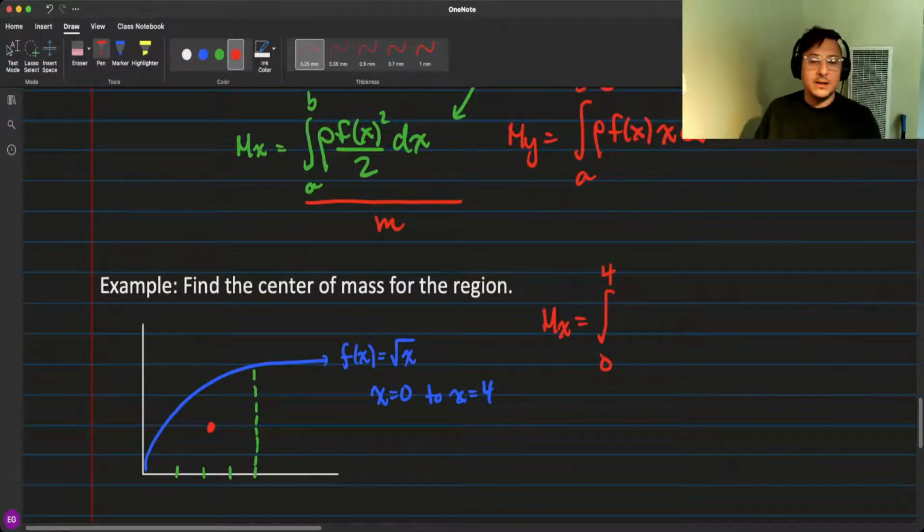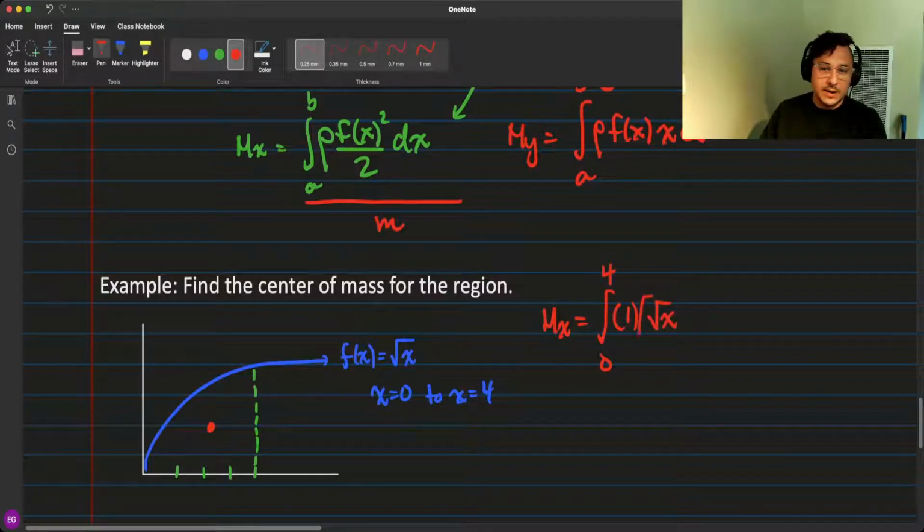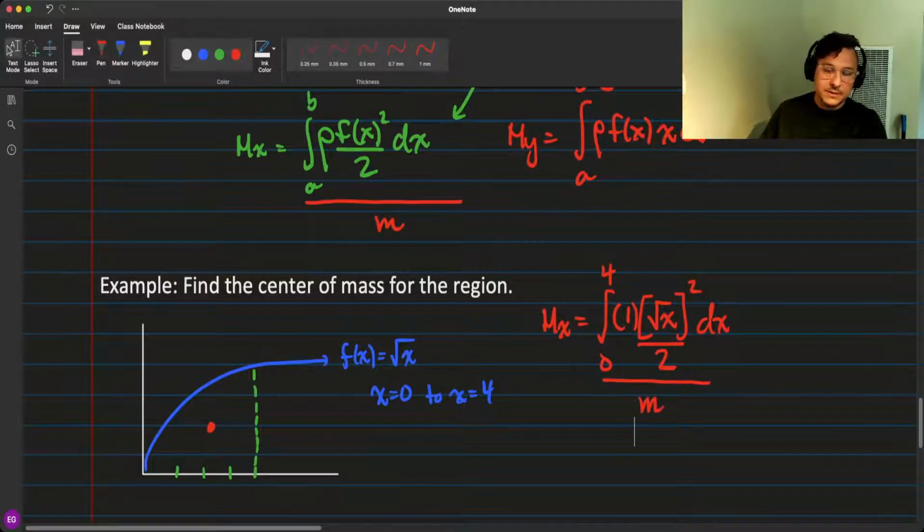Okay, and then rho is our density. Let's just let the density be 1, because it doesn't make any difference. Then you're going to have your f of x, which is root x, and you're going to square it. You're going to divide that by 2 dx. And then you're going to need to divide that by the mass.